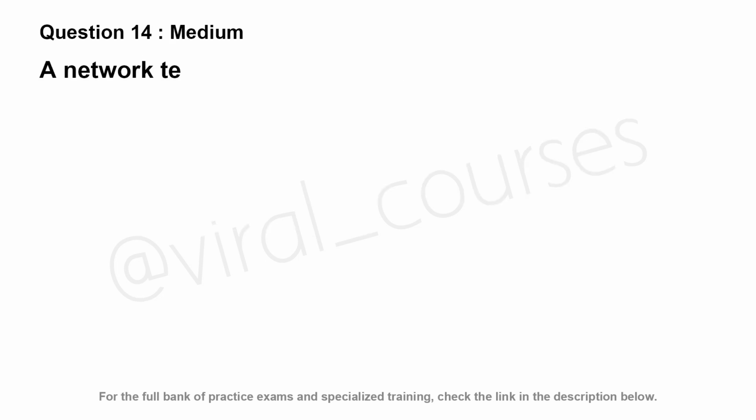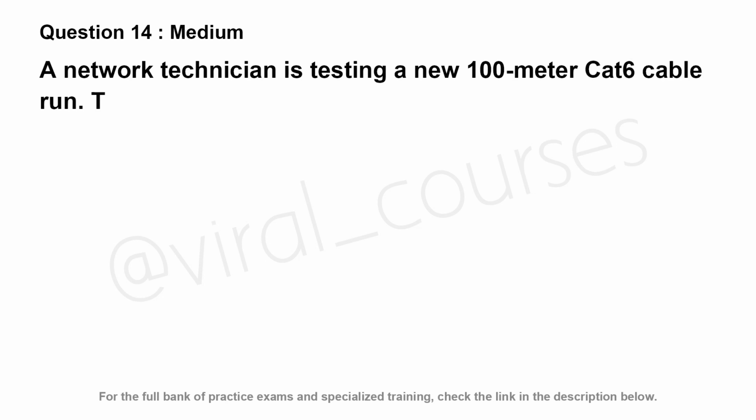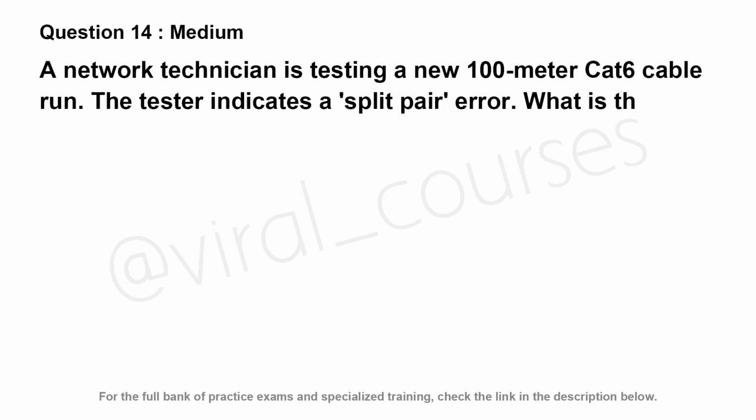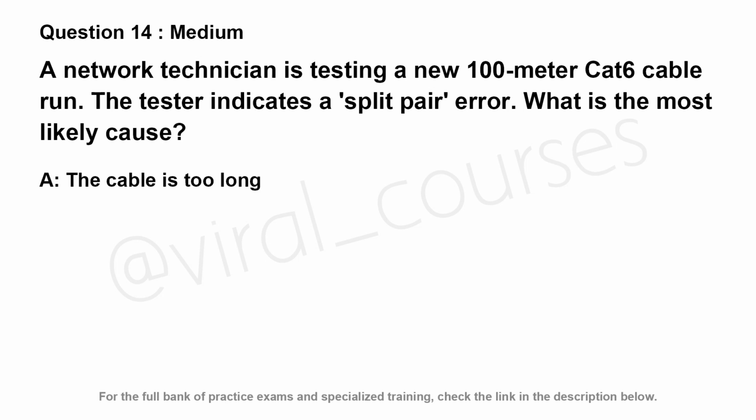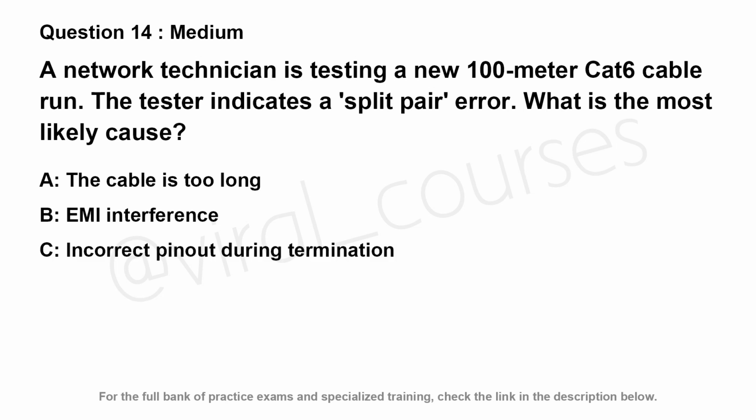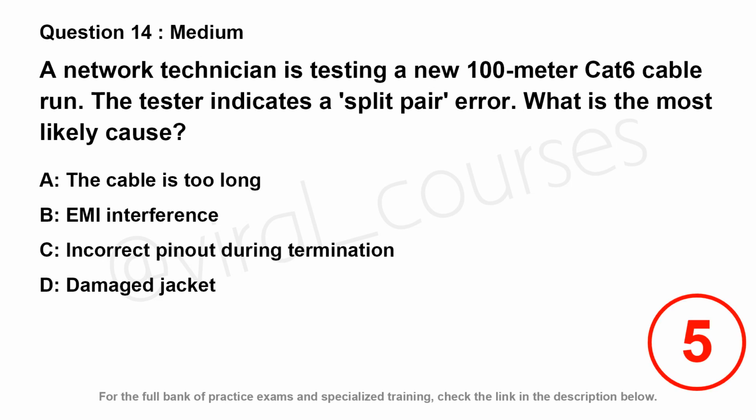A network technician is testing a new 100-meter Cat6 cable run. The tester indicates a split pair error. What is the most likely cause? Option A, the cable is too long. Option B, EMI interference. Option C, incorrect pinout during termination. Option D, damaged jacket.